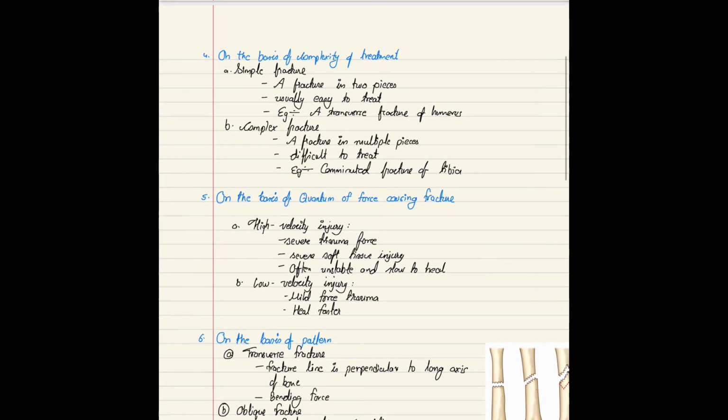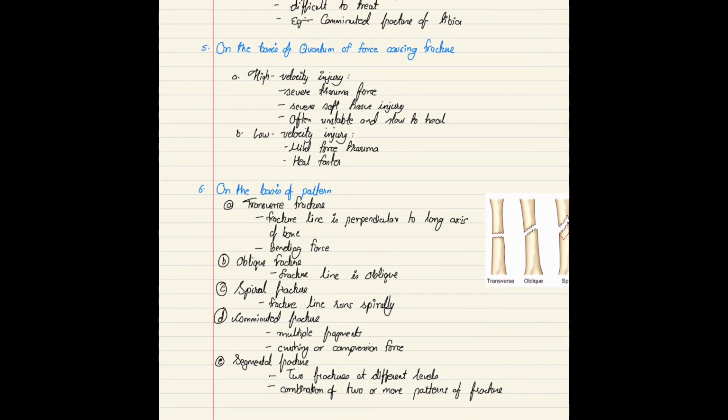The next one is classifying fractures on the basis of complexity of the treatment. Okay, so if the fractures are easy to treat, then they are known as simple fractures. Usually they occur in two pieces, like in case of transverse fracture of the humerus. If the fractures are difficult to treat, then they are known as complex fractures, and they occur in multiple pieces, like in case of comminuted fracture of the tibia.